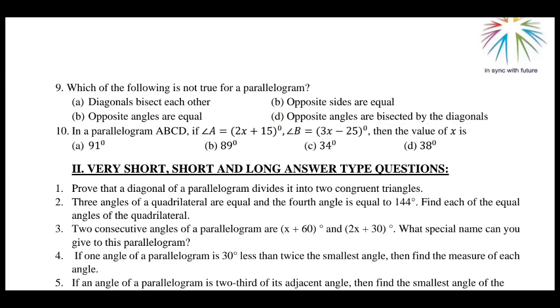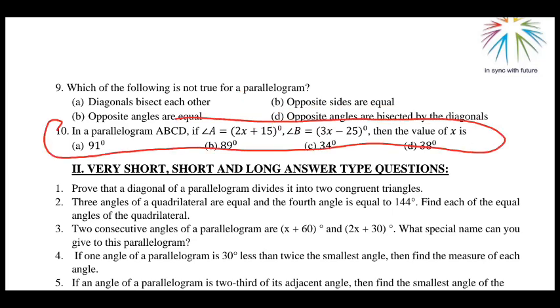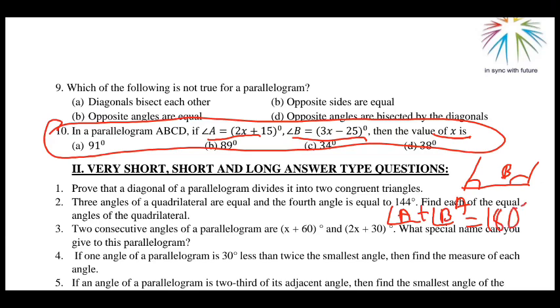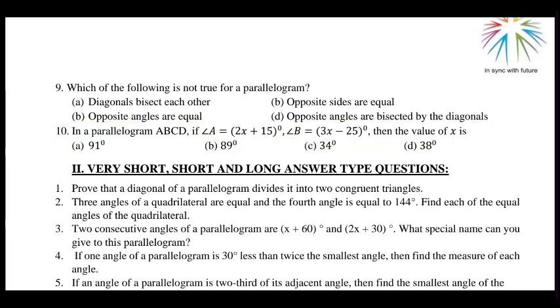You have to solve this for me? Come on. Please tell me the value of x. It's quite easy. What they have told you is angle A is this much, angle B is this much, then the value of x is what? It is the same as how we solved it that way. If angle A is here and angle B is here, what is angle A plus angle B? Angle A plus angle B will be what, beta? 180 degrees, right? So, 2x plus 15 plus 3x minus 25 is equal to 180 degrees. Find the value of x soon. It is quite and quite easy.